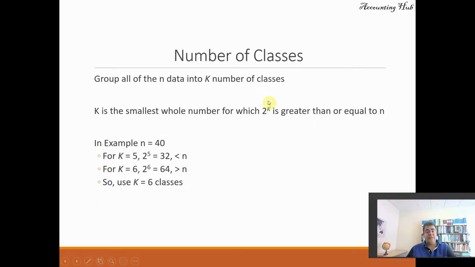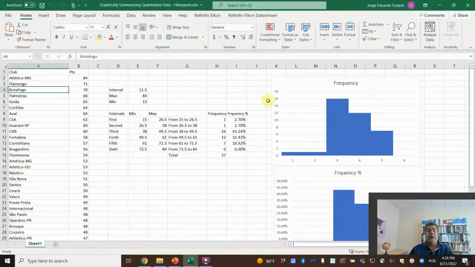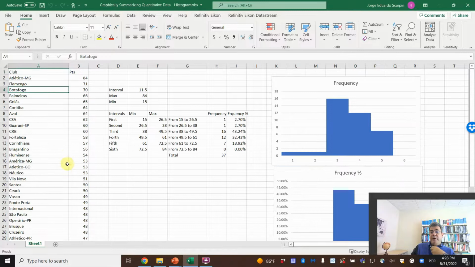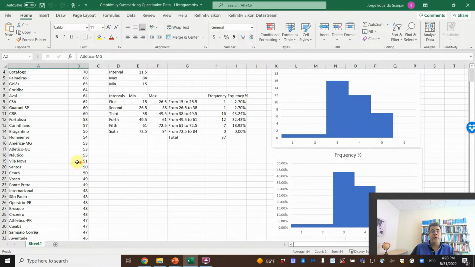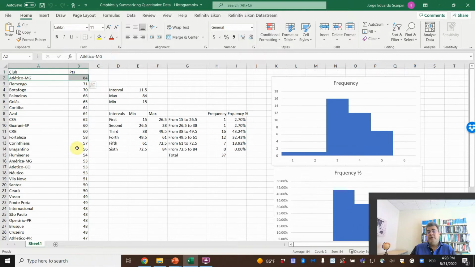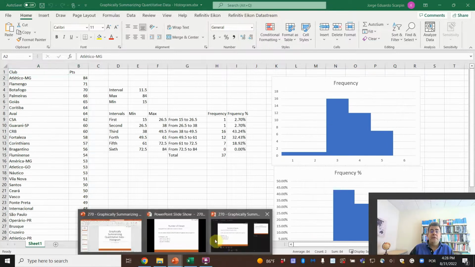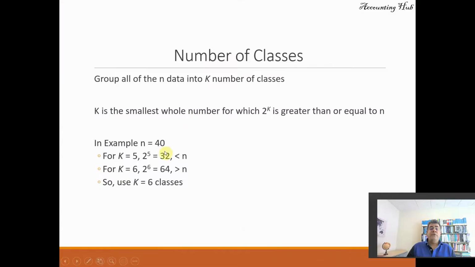How do we find the number of classes? So first of all, let's go to our Excel file. Here we have a random Brazilian football, or soccer, depending on where you are, championship, the first 2 leagues, League A and League B. I ordered it from the highest number of points to the lowest, from 84, that is the highest, to 15, that is the lowest. And 20 teams in each league, so 40 teams. So our N here is 40.